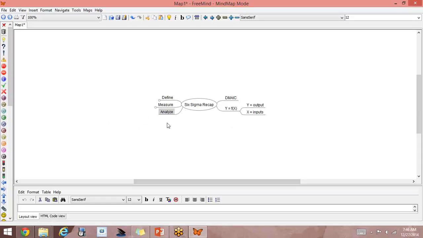Okay. In the analyze phase, we try to identify as many X's as possible. So we have identified all the X's potentially possible.